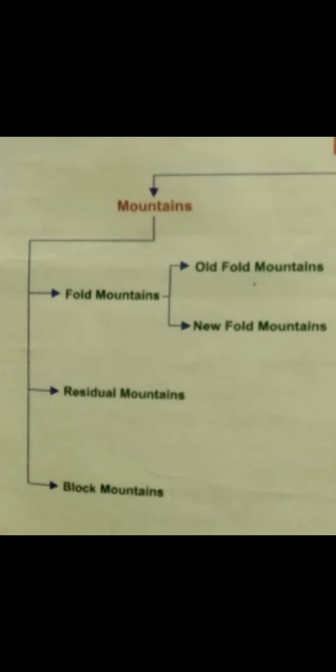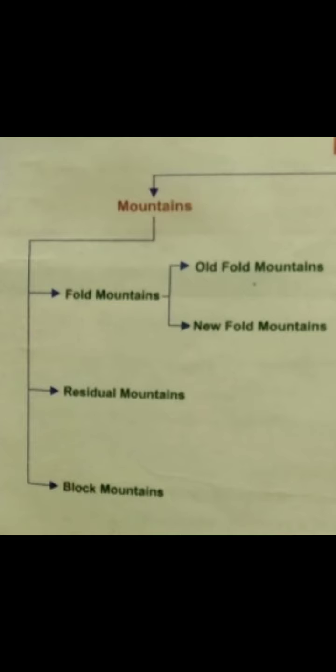Just the reverse, new fold mountains have been recently formed. In India, the example is the Himalayas. Other examples are the Andes, Alps and Rockies. They have very steep slopes, deep valleys, and very high peaks. The pointed, sharp peaks are covered with snow. They have a very tough, rough terrain. Now what is rough terrain? Very rough, steep-sided slopes. And volcanic activities are common here in young fold mountains.